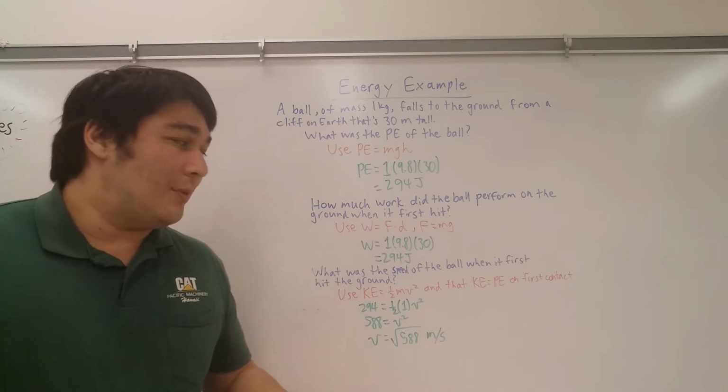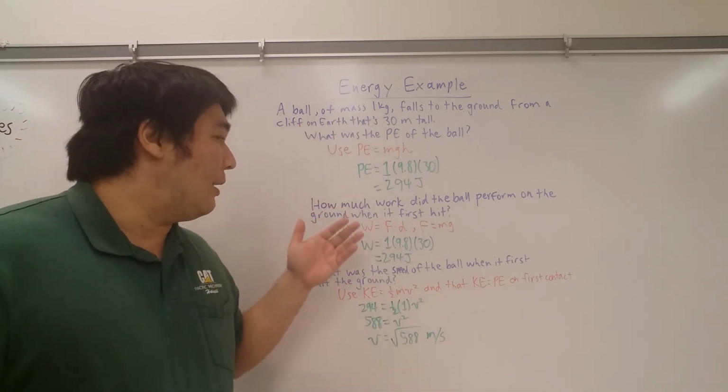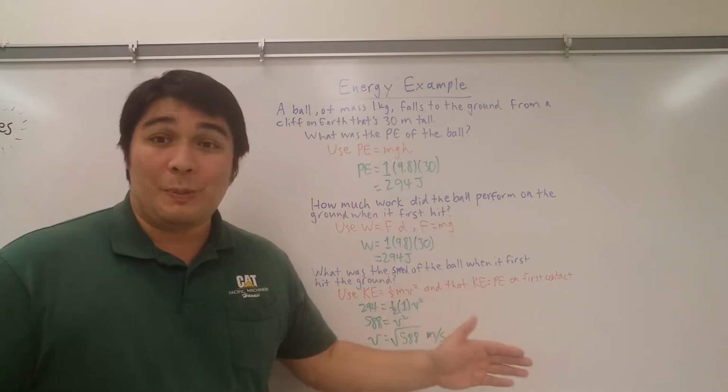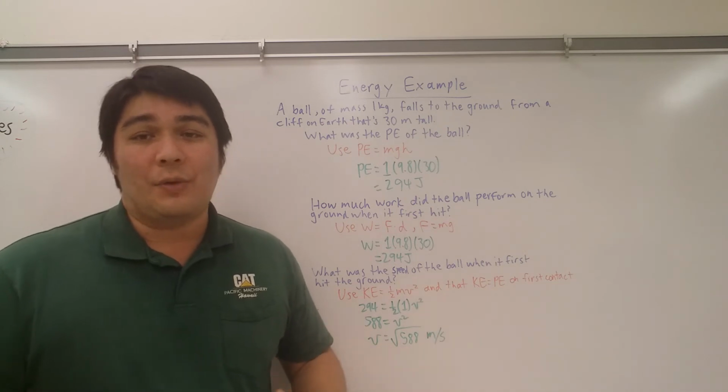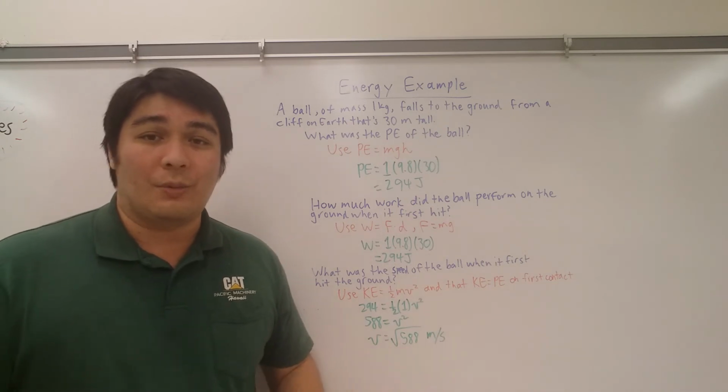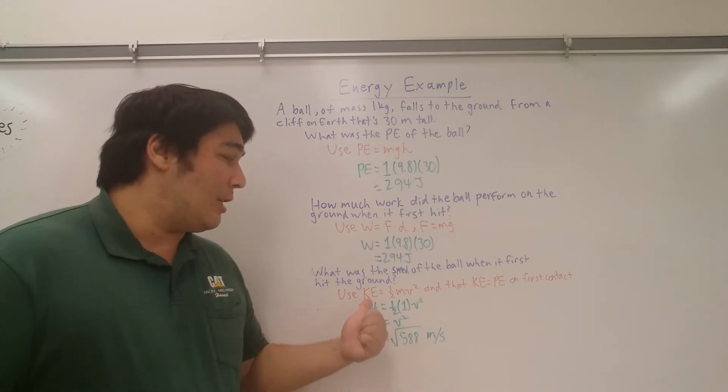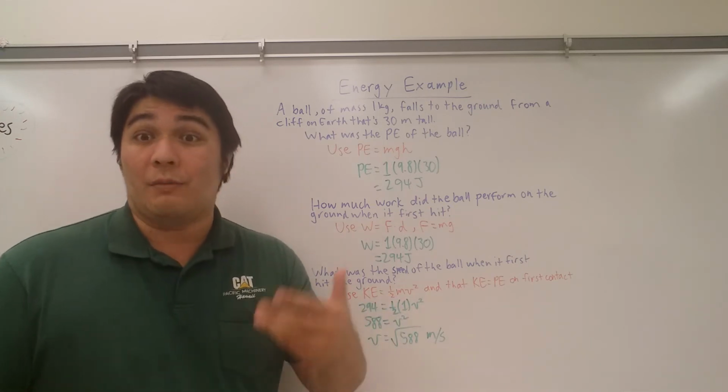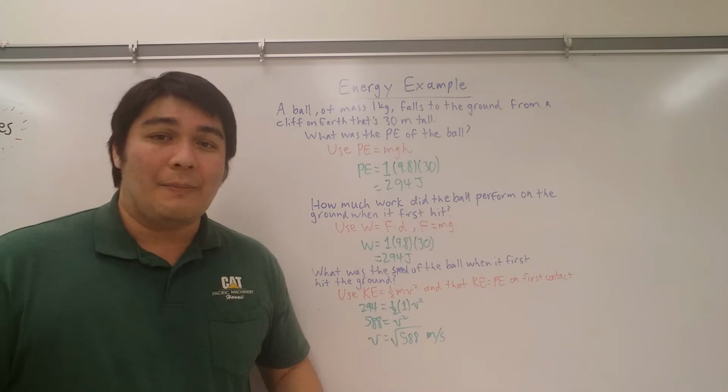So now that we've gotten the potential energy and the work, we can talk about the speed at which it falls to the ground. Now, of course, this deals with kinetic energy. So we're going to use the equation kinetic energy is 1/2 mv squared, because we want velocity or speed.